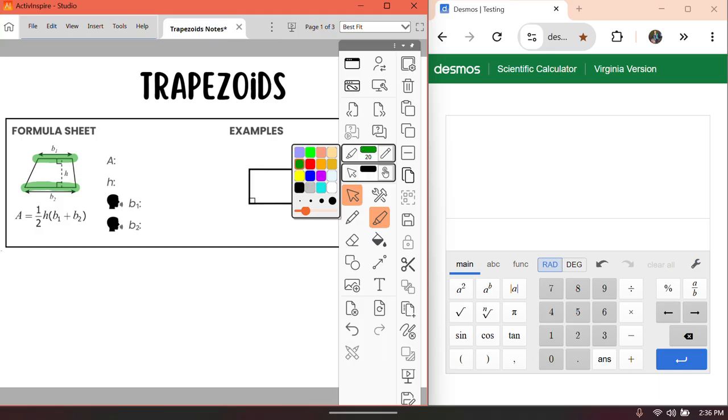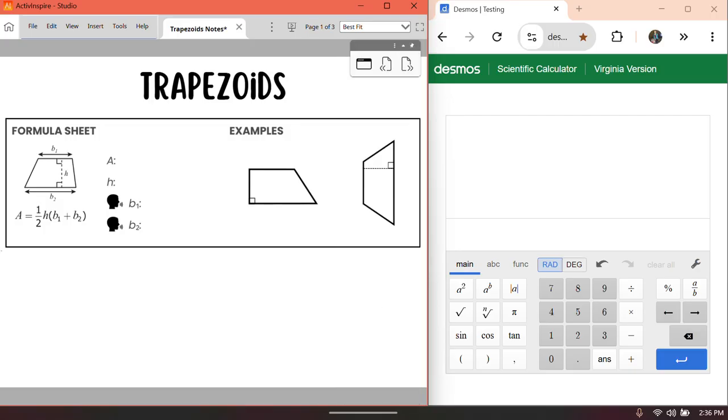And then the one other piece of information that is super important to know with a trapezoid is that it has a height. As you can see in this little clip from the Virginia formula sheet, the height is shown in the middle of the shape by a dotted line that connects to the bases with right angles. And it won't always look that pretty in real life examples, but it will always form a right angle.